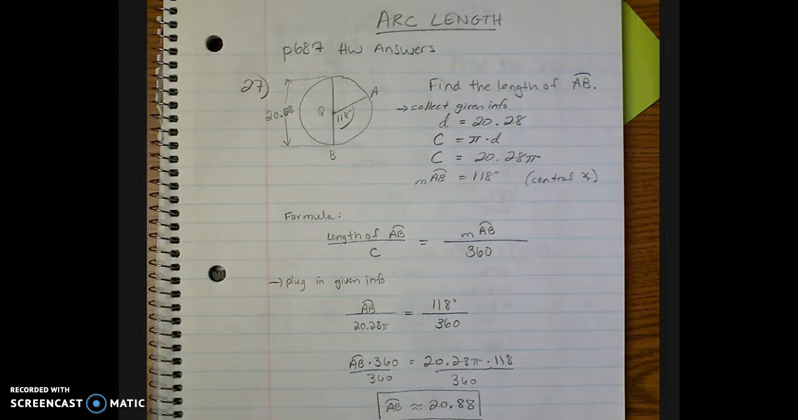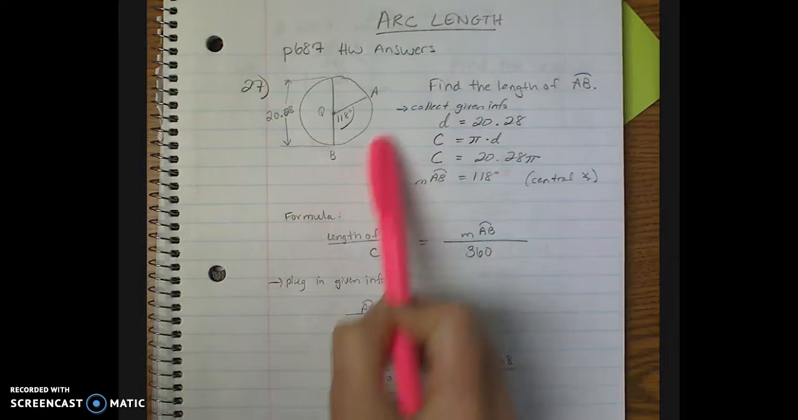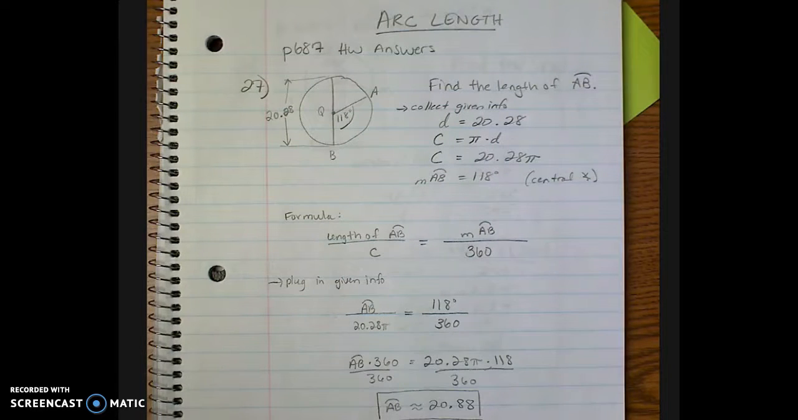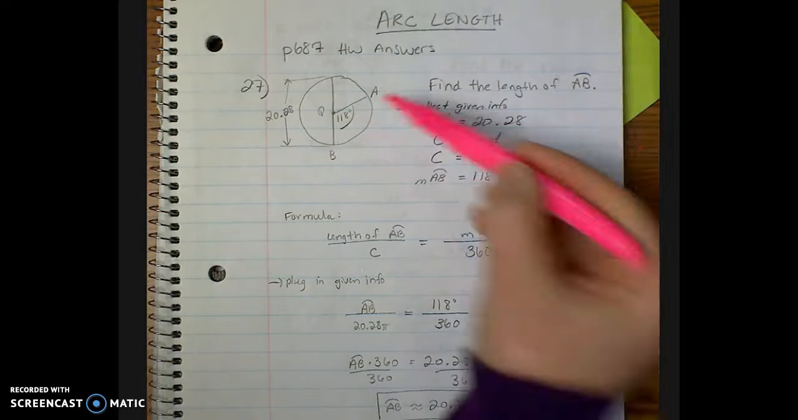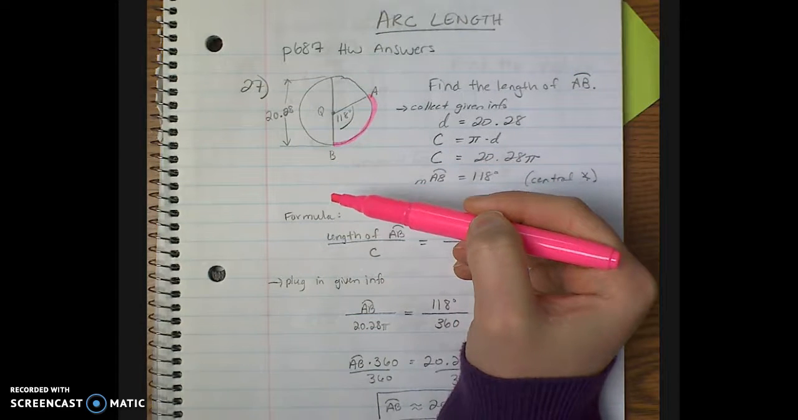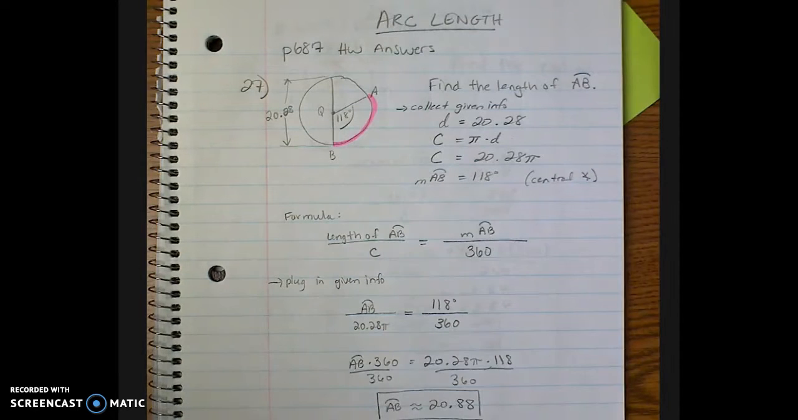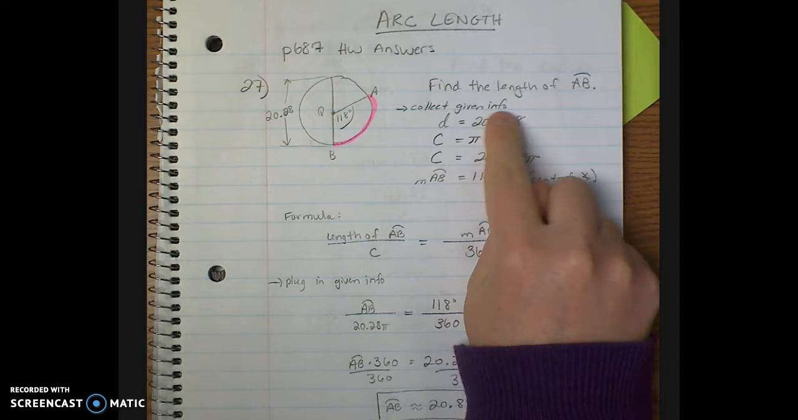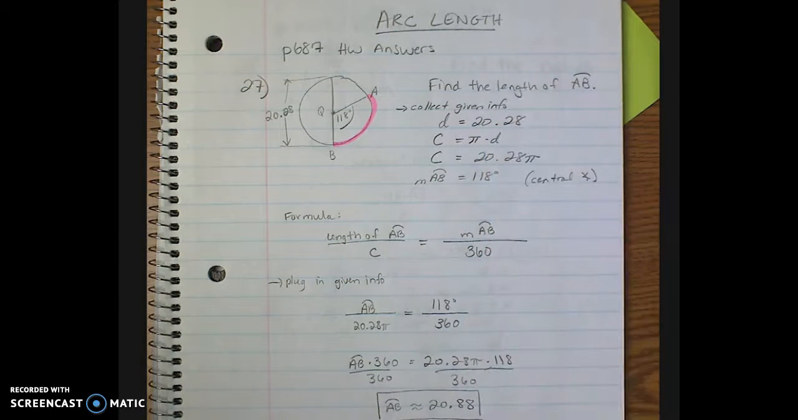This is question 27. So basically this question gave us this diagram right here, which I copied into my notebook, and it's asking us to find the length of arc AB. So that would be this right here is what we're trying to find. Okay, so the first thing I would suggest you do whenever you get a question like this is to just collect the information that the question gives you.